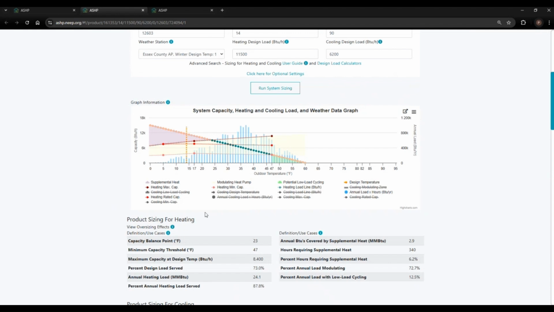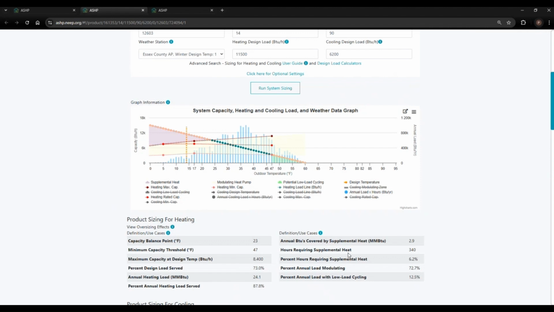However, we can see that this undersized piece of equipment now has this purple wedge in the top left. This purple wedge is the supplemental heat needed to meet the load of the space in addition to what the heat pump is able to output at each given temperature. If we analyze the product sizing for heating, we can look at the capacity balance point of 23 degrees Fahrenheit as where this heating maximum capacity crosses the heating load line. Below this temperature, the heat pump may need supplemental heating to meet the load of the home.